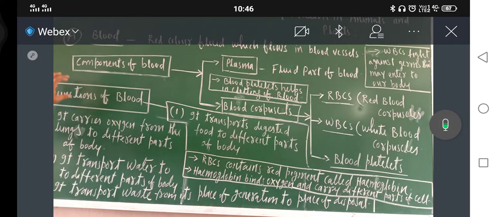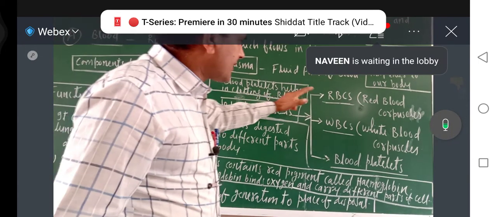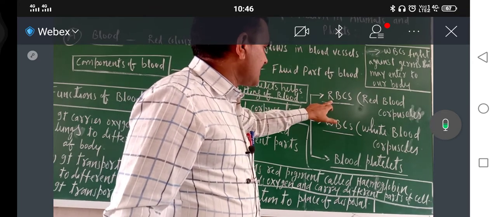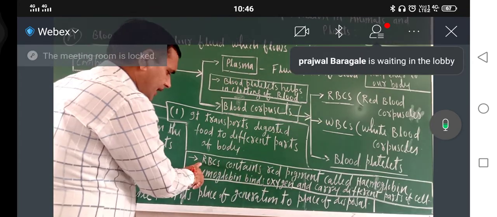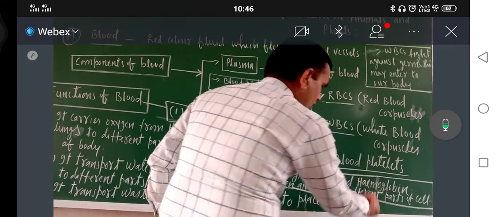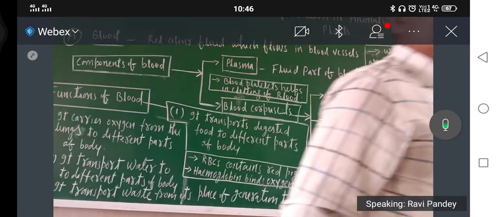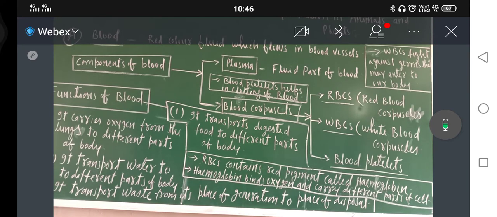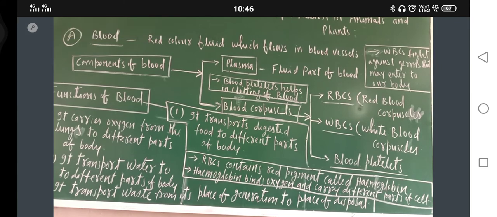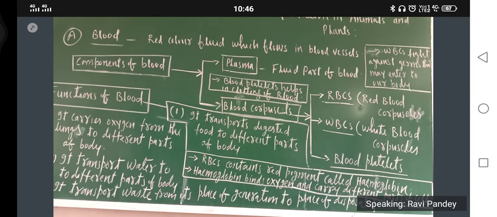The question arises here: what are the functions of the blood? And what are the functions of these corpuscles? So try to understand. RBC, their function I wrote here. RBCs contain red pigment, that is called hemoglobin, and blood is red in color because of hemoglobin. So which imparts red color to blood? Hemoglobin imparts red color to blood.